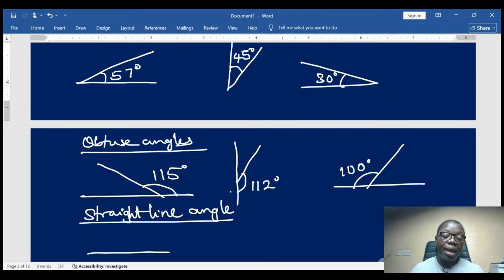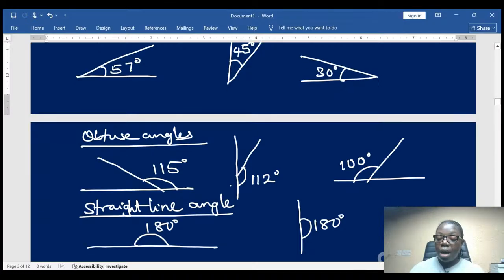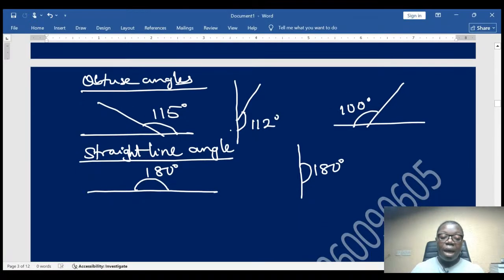Now we have straight line angle. The straight line angle is just equal to 180 degrees. So these are called straight line angles. Then I mentioned reflex angle.